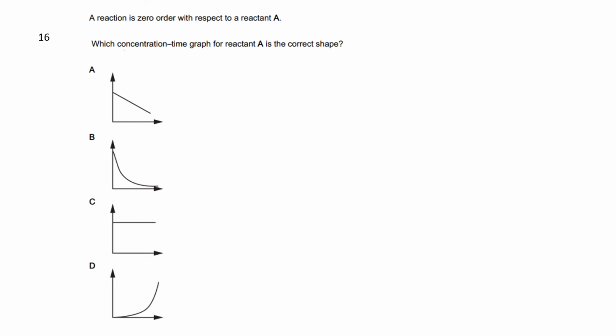Okay, which is a concentration time graph. Okay, so it's zero order, but that doesn't mean it's not C, because if it's a reactant, it is being used up. Okay, it's just the rate is constant. So in a concentration time graph, that means that the gradient is constant. So 16 is A.